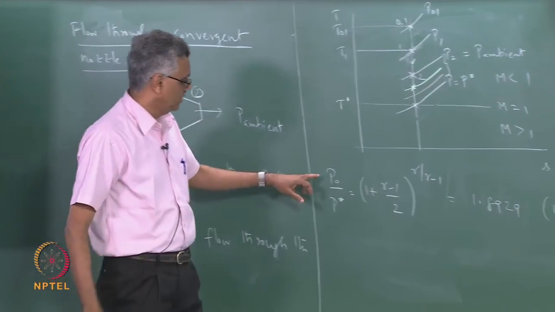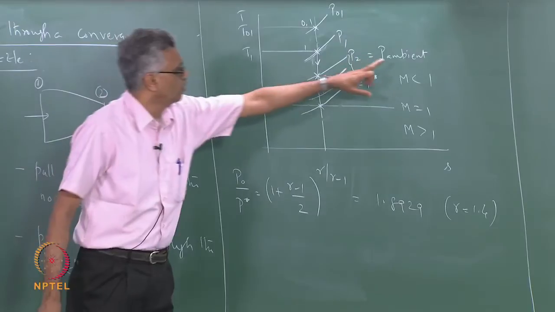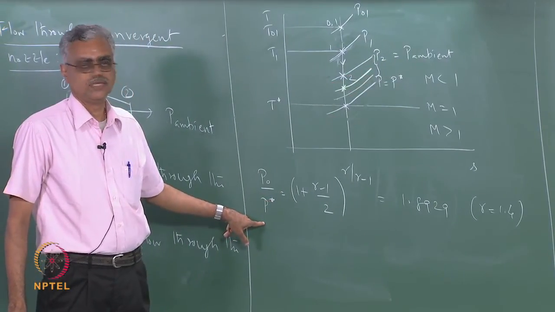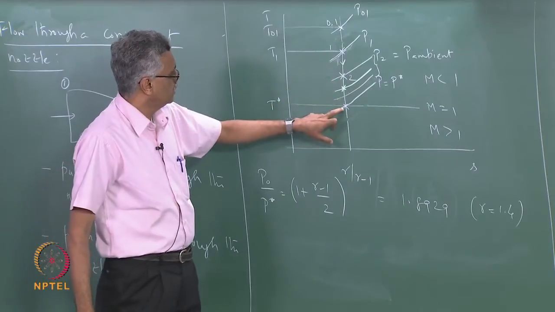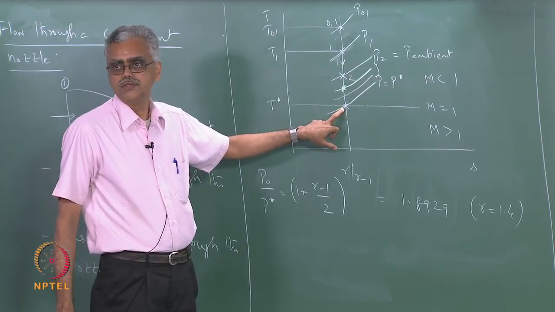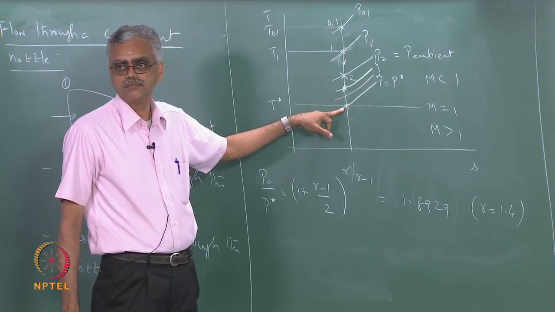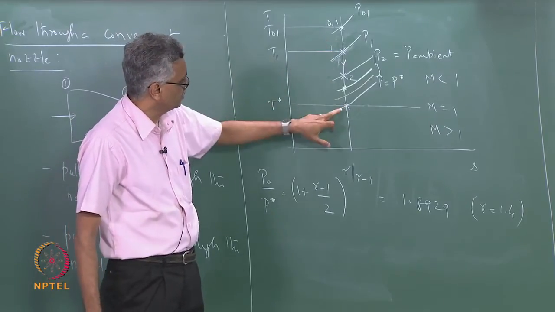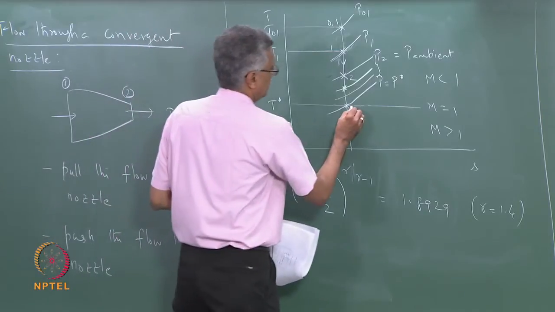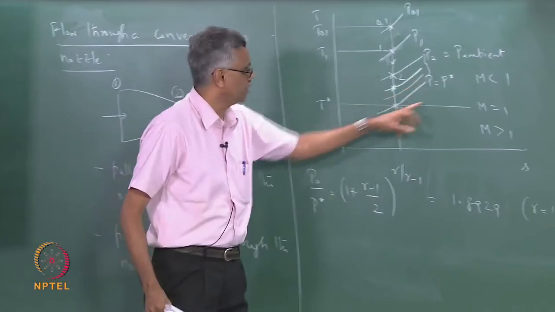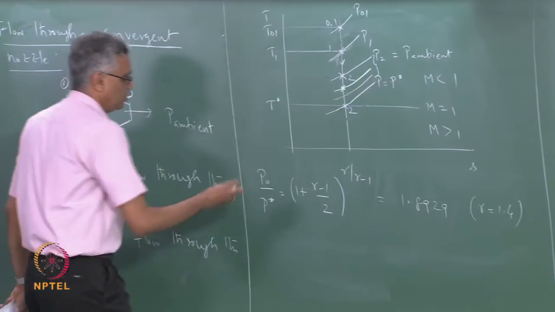So if I know my stagnation pressure and I lower my ambient pressure to a value equal to this, then the exit velocity reaches the speed of sound, and the exit state becomes the sonic state. So the flow expands all the way from here to this state. So this becomes the exit state at this point, and the pressure is equal to P star. The temperature is also equal to T star.